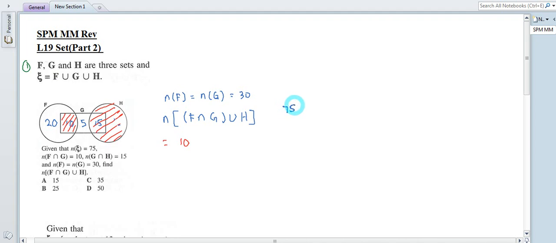Okay, so we just take 75 minus 20 minus 10, 5, 50. Okay, so this one you just press the calculator, you should be able to get this is 25, right? Okay, so this is 25. So we know the number of elements for here is actually 25.